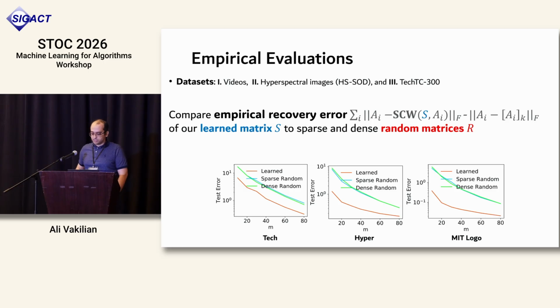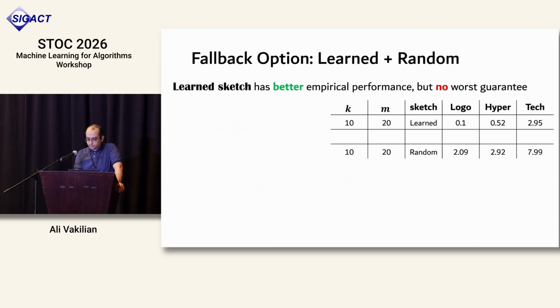Okay, so these are the plots. When we pick the learned one, this performed better than the random one, either you pick the sparse random matrix or the dense random matrix. This performed much better than both. And in particular, just to give you some sense, this is the empirical error when we are using a learned sketch and when we are using the random sketch of the same size. Okay, so this is good.